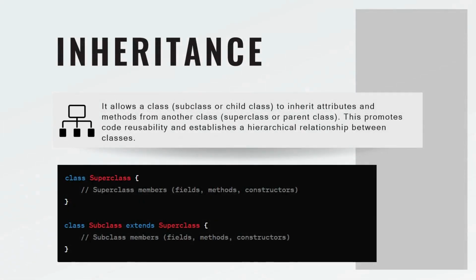So, inheritance allows a class, that is subclass or child class, to inherit attributes and methods from another class, that is superclass or parent class. This promotes code reusability and establishes a hierarchical relationship between classes. The basic syntax of inheritance is shown below, where we use the extends keyword to inherit the members of superclass into subclass.